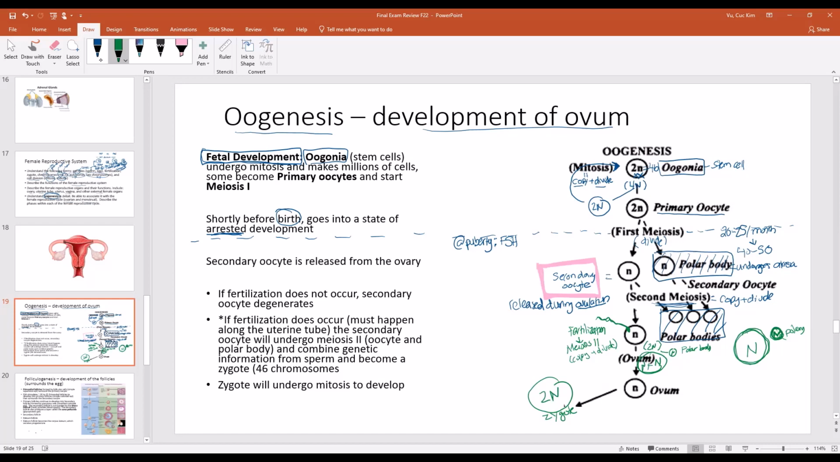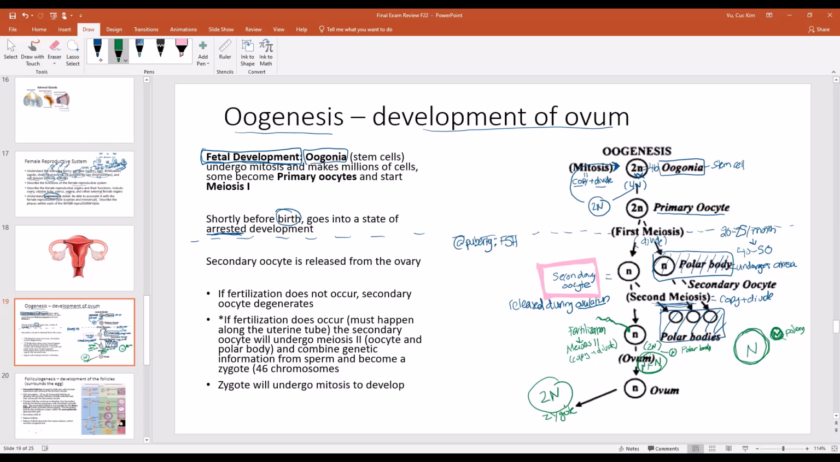At this point, the zygote will undergo what process? Mitosis or meiosis? Meiosis. Careful. Mitosis. Yes. Meiosis is always a reduction.